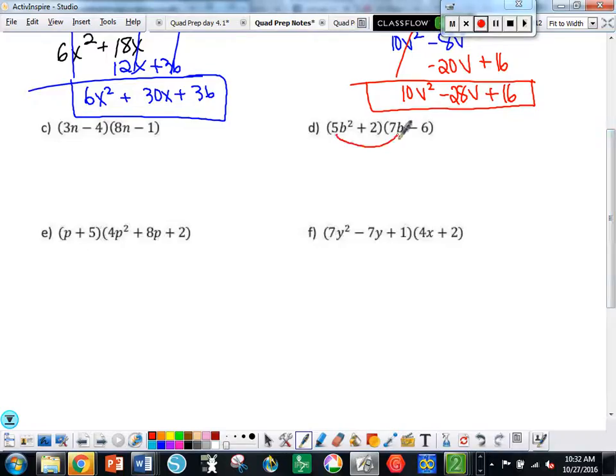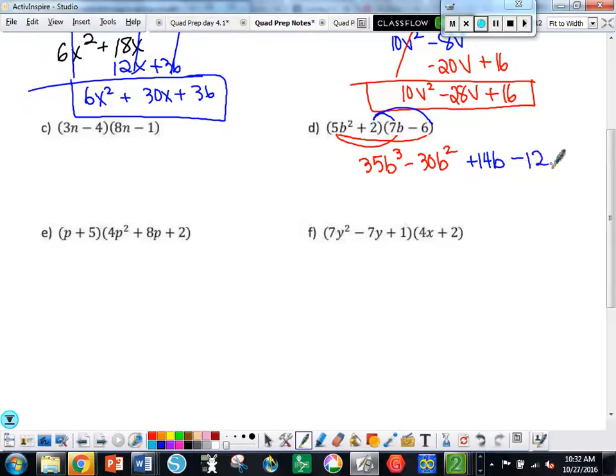5b squared times a 7b will give you what? 35b cubed. 5b squared times a negative 6 will be negative 30b squared. Now we're going to distribute the second time. 2 times the 7b is... Now does 14b line up with either of those two? I'm going to put the 14b on the outside. Keep going. And then the 2 times the negative 6 is negative 12.